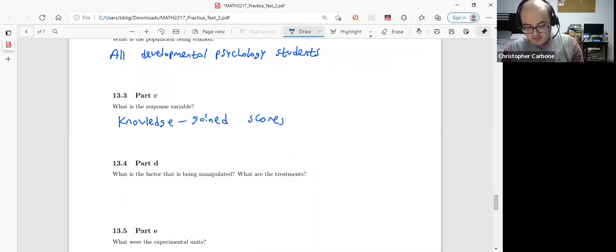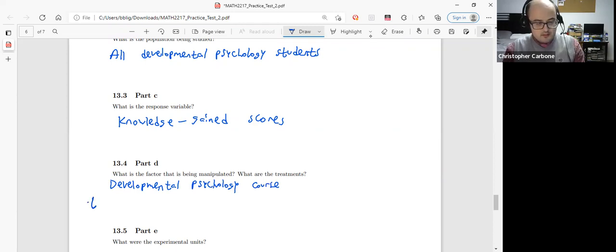The factor being manipulated would be these developmental psychology course. And those treatments will be the pre-test versus the post-test.